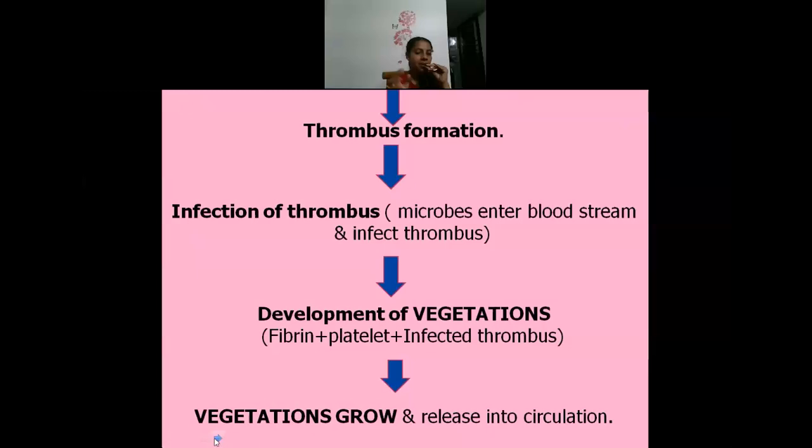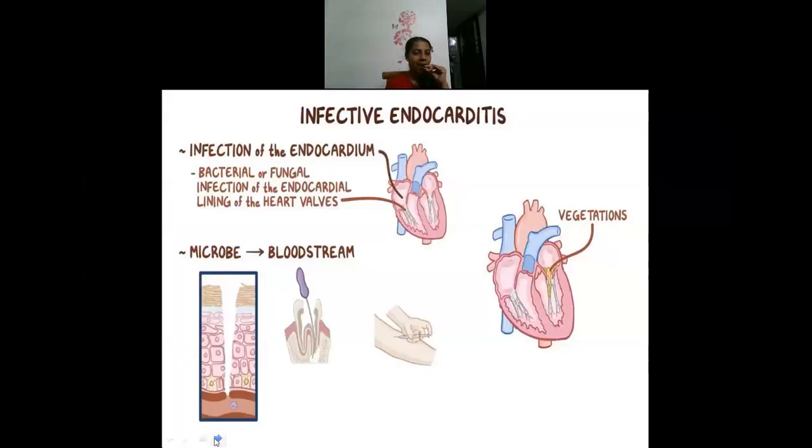How is it getting infected? Mainly because of the microorganisms. Because of the microorganisms, there is infection of the thrombus, and that will result in development of vegetation. I might have already shown you the picture. So that will result in development of vegetation.